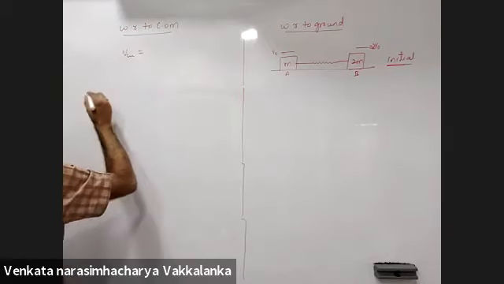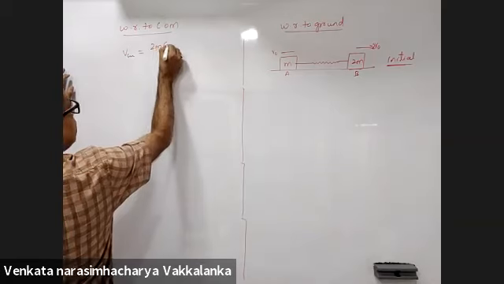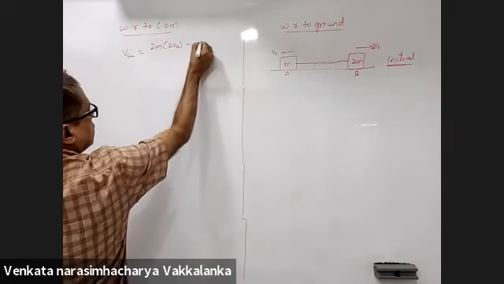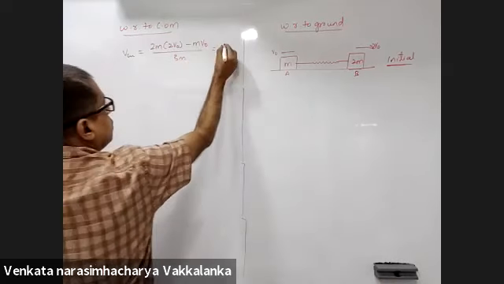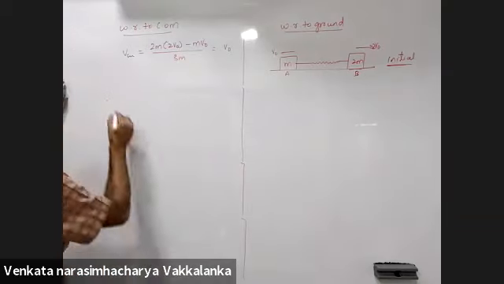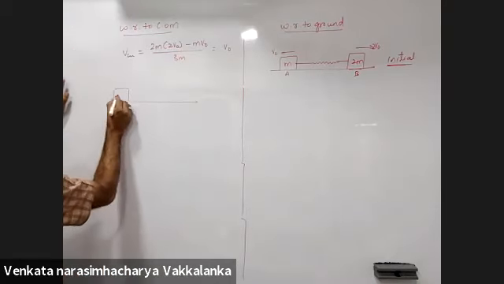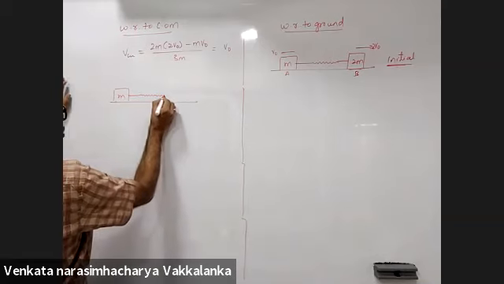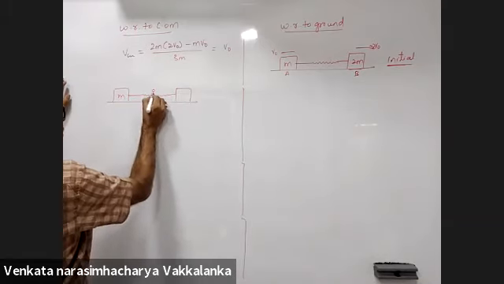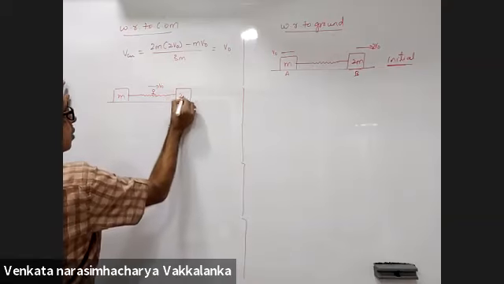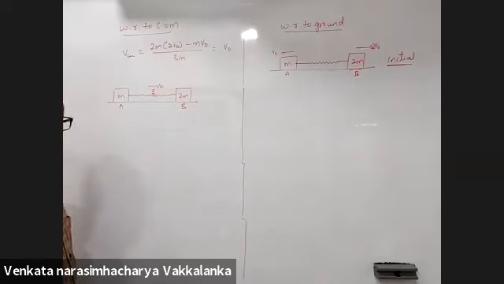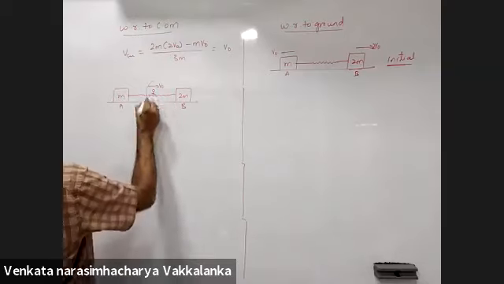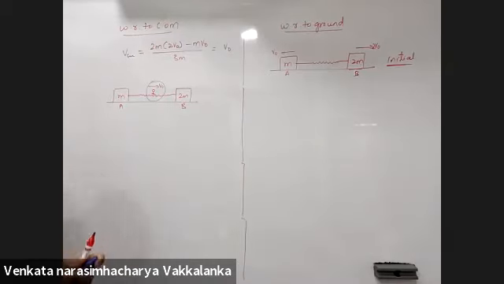First calculate the velocity of the center of mass. This will be 2m into 2v0 minus m into v0 divided by 3m. This will turn out to be v0. That means the center of mass will appear to be moving with a velocity of v0 towards the positive x-axis.